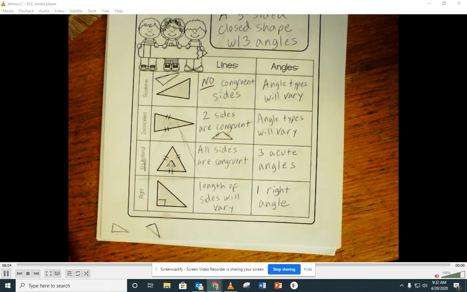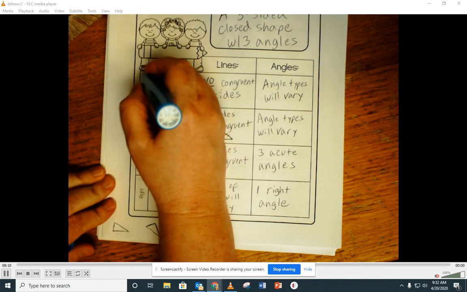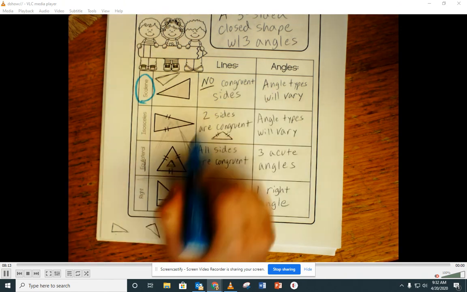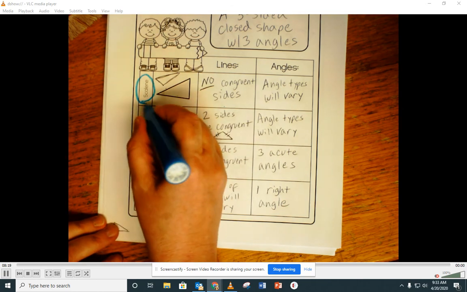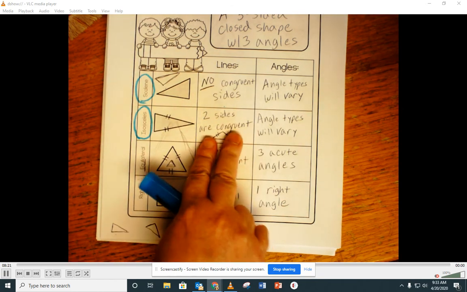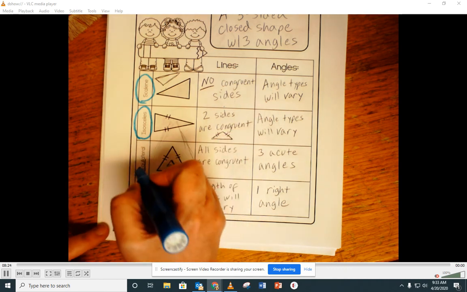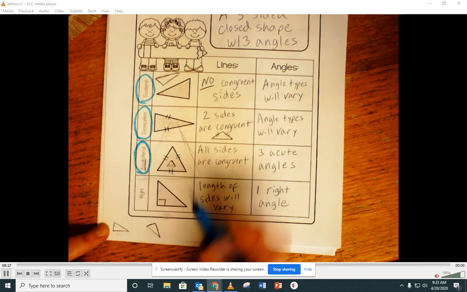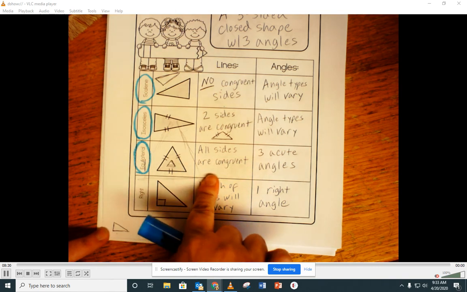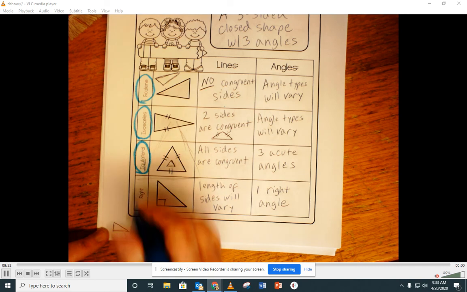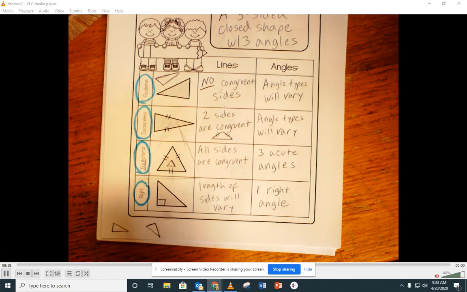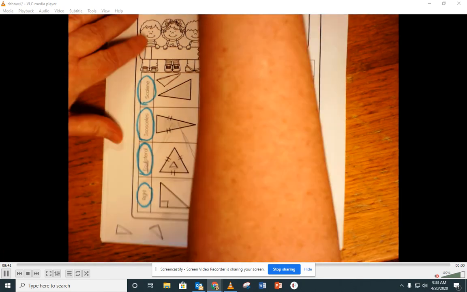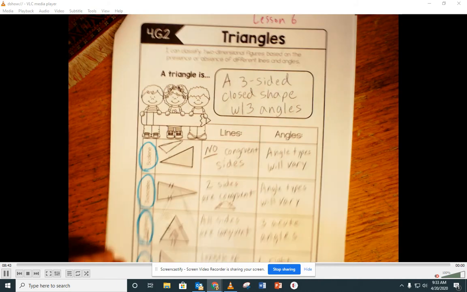Okay, so those are some new words for us. So we have a scalene triangle where none of the sides are the same length. We have an isosceles triangle where two of the sides are the same length. We have an equilateral triangle where all of the sides are the same length, all congruent. And then we have a right triangle, which will have one right angle in it. So that was Lesson 6.